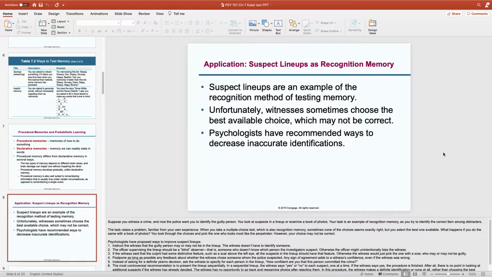The supervisor should not ask yes or no questions of the eyewitness. Rather, they should ask, how confident are you in the choice that you're telling us from this lineup? That's the person. How confident are you? Are you 90% confident? Are you 50% confident? How confident are you?